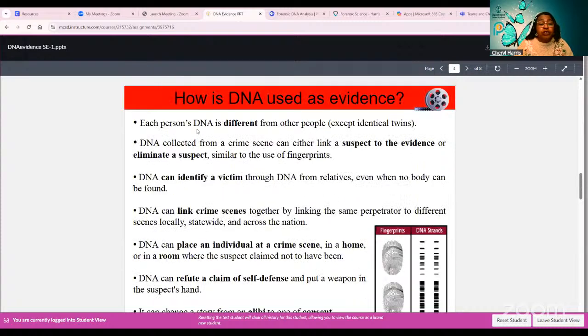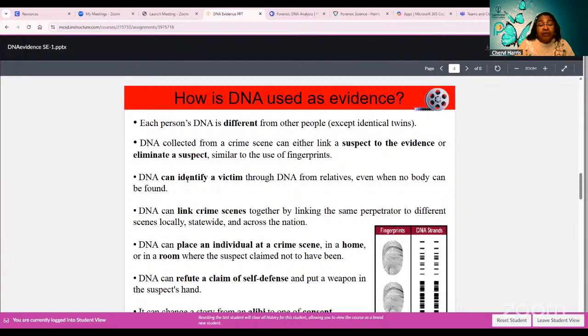Each person's DNA is different from each other except for identical twins. DNA collected from the crime scene can either link a suspect to the evidence or eliminate the suspects, similar to the fingerprints. And we're going to do fingerprints as our next unit. And remember, DNA testing is fairly new. They are now solving old cases because now they know how to use DNA evidence. They didn't know how to do that before, so they only had fingerprints.